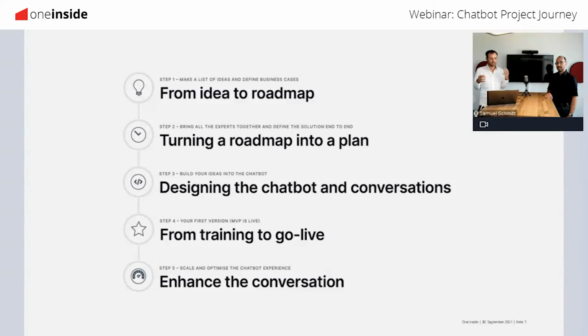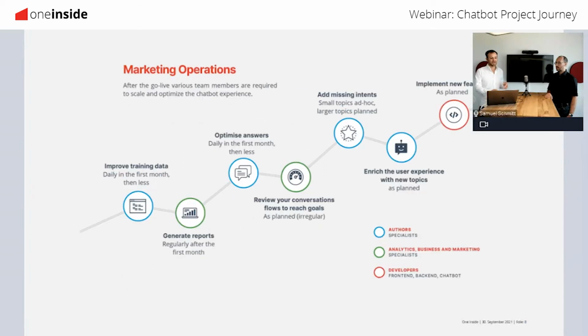Basically, you have to take care of it on a daily basis, on a weekly basis, on a monthly basis. You have to enhance the user experience. You have to enhance the conversation. So here we can speak a bit about what we call marketing operations. We highlighted here what we think could be standard activities for your team once you're live. So you have to improve the training data. You have to optimize the answers. You have to review the conversations. You have to add missing intents. I'm just reading the slide right now.